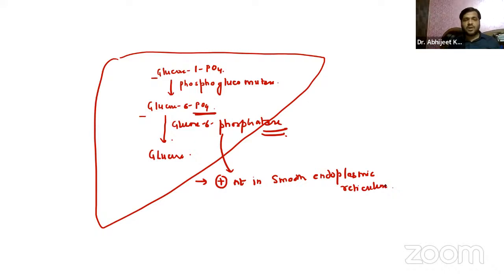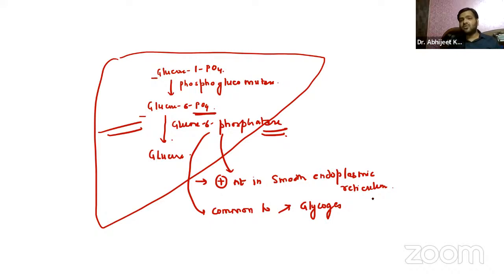Now this enzyme, next viva question, is common to both glycogenolysis and gluconeogenesis. We are discussing this enzyme in glycogenolysis right now, and we have also discussed it in gluconeogenesis, when we are synthesizing glucose, in the topic from day before yesterday. So that is something you guys have to remember.